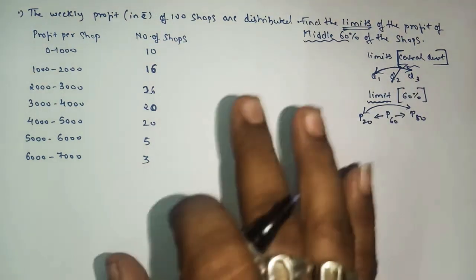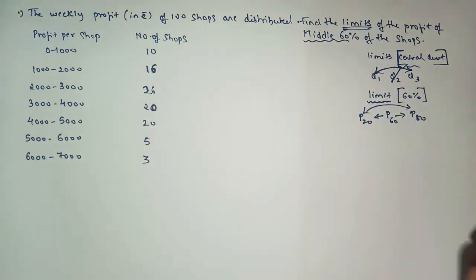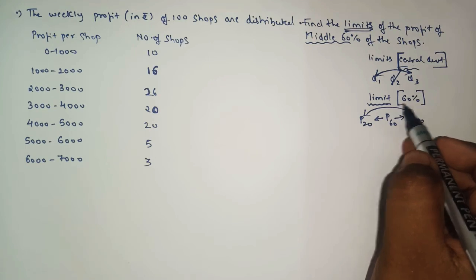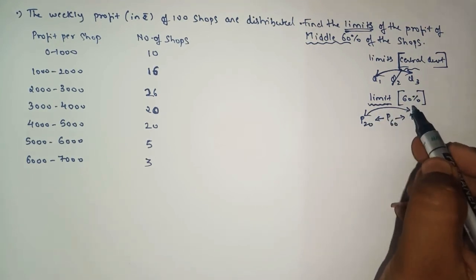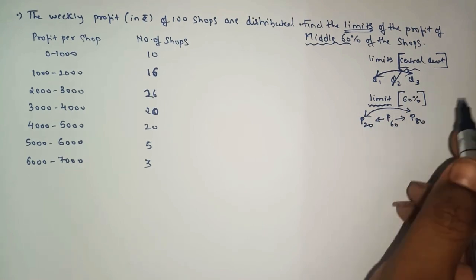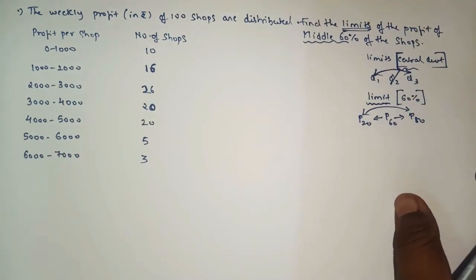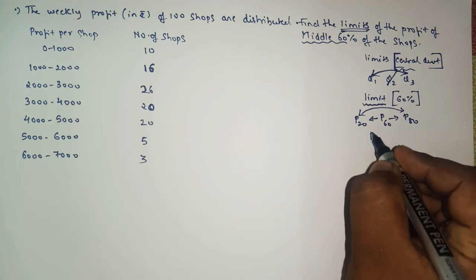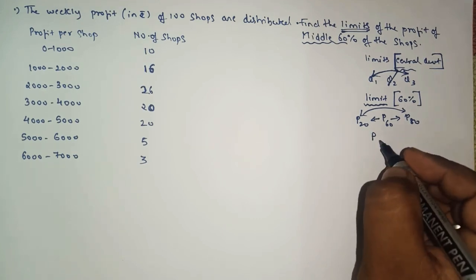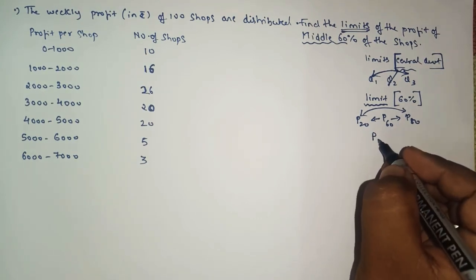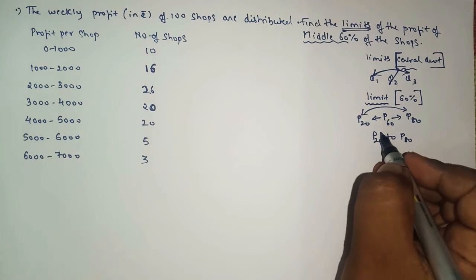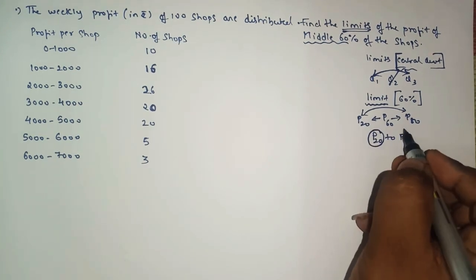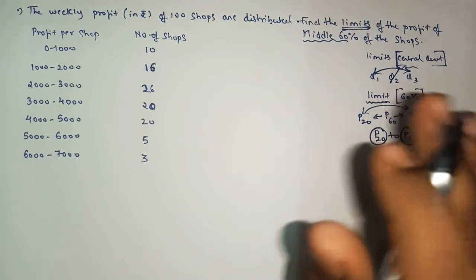Okay, just forget about the rules and the regulation. Just simply remember, whenever they say 60%, you'll find P60. Whenever they use limit 60%, then P20 and P80 you have to find. So for this question we have to find P20. That means the limit of the profit of the middle 60% of the shops is P20 to P80. So in short we have to find P20 and P80 for this sum.